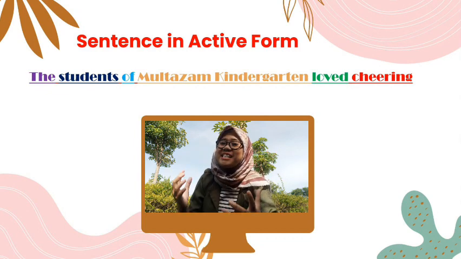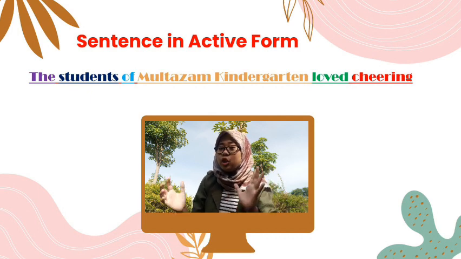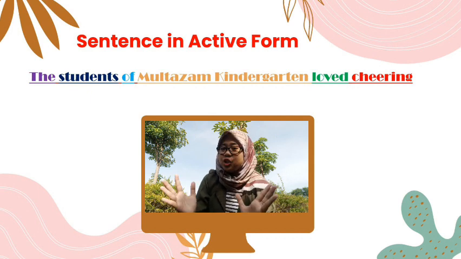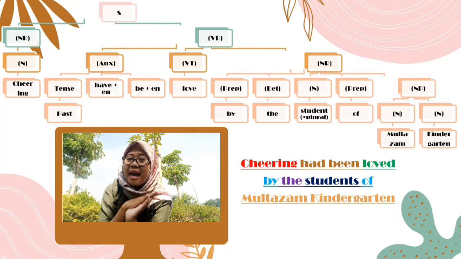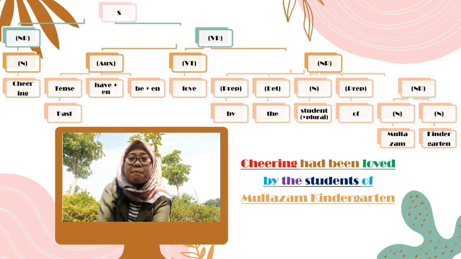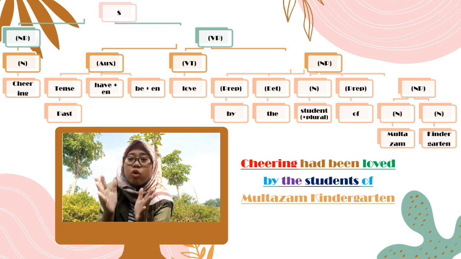And now let's move to the passive sentence. The sentence is: cheering had been loved by the students of Multazam Kindergarten. Again, cheering had been loved by the students of Multazam Kindergarten. The sentence here consists of NP and VP. The NP for the sentence is cheering. The part of speech of cheering here is a noun. And then we have the VP, or verb phrase. The VP is made up of the aux, the verb, and the noun phrase, and the tense used is past, but in the form of passive.